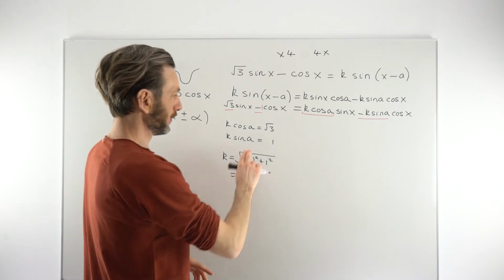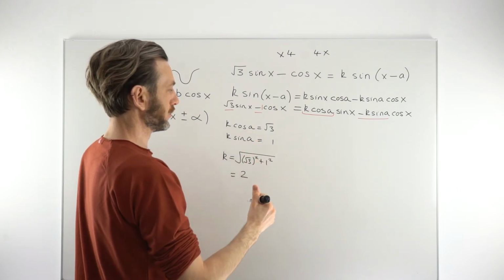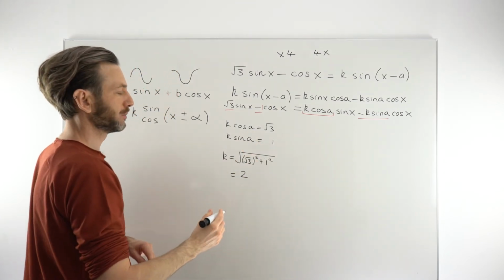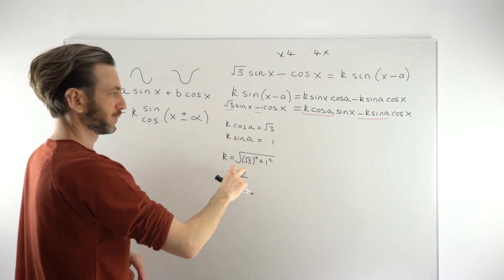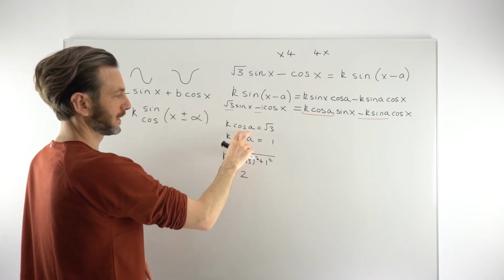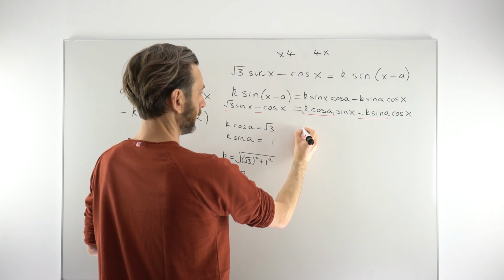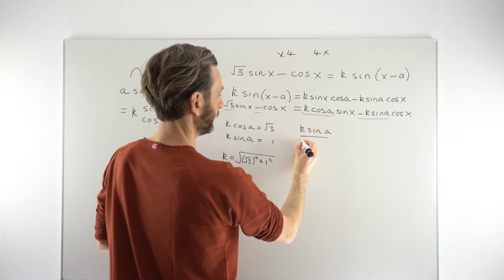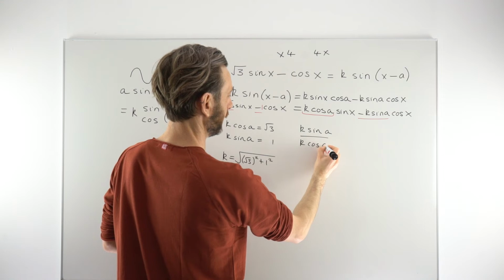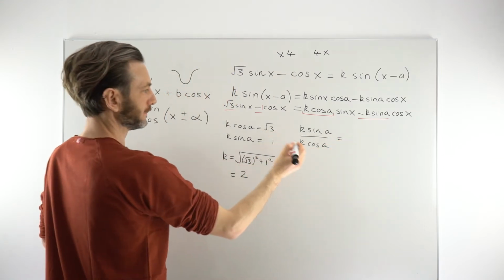Once we've got the k value, we then turn our attention to the a value. This one's a little strange at first, but basically we're going to divide our two equations. We're going to divide this equation by this one. So that's going to look like k sine a divided by k cos a equals 1 divided by root 3.